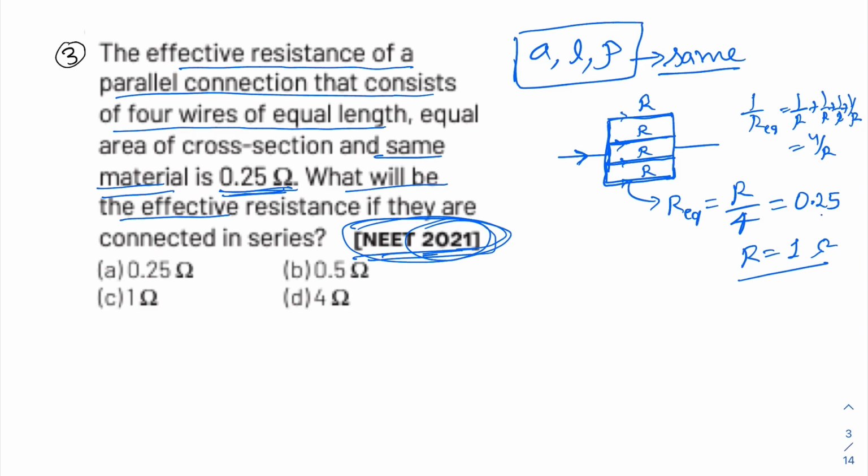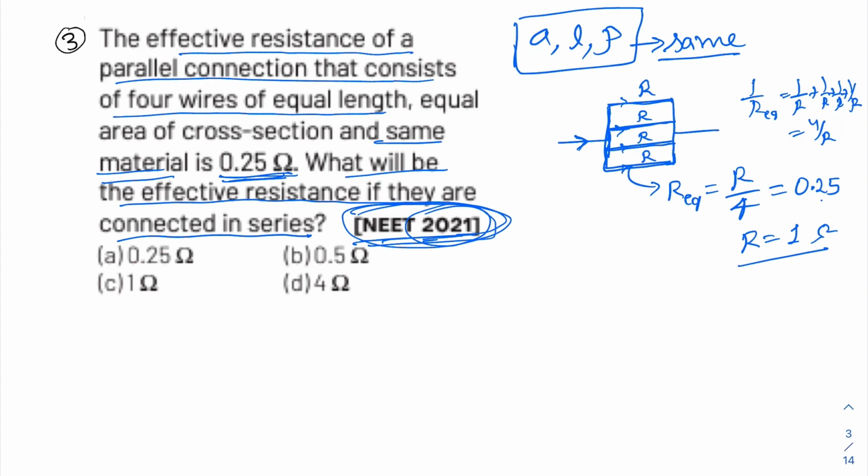Now what will be the effective resistance if they are connected in series? Now these 4 wires we will connect in series, 1, 2, 3 and 4. There are 4 wires and each has a resistance of R, R, R and R. Now in this case, what will R equivalent be?